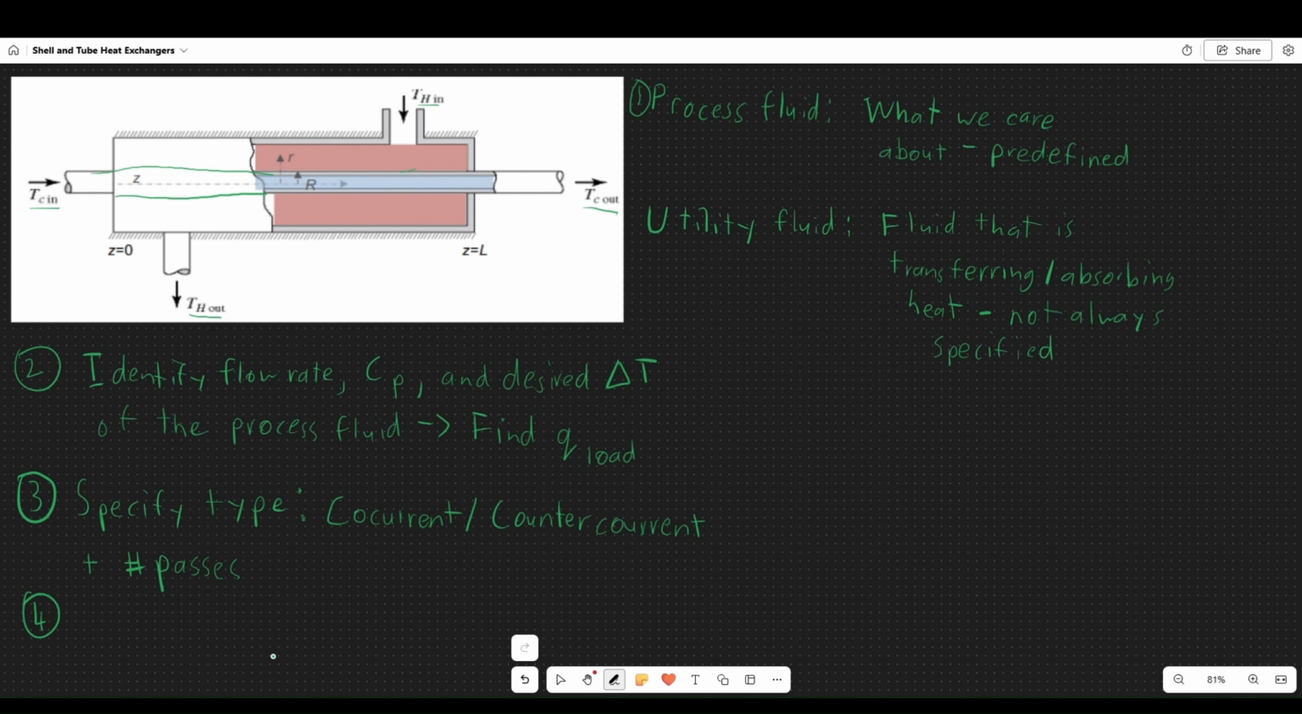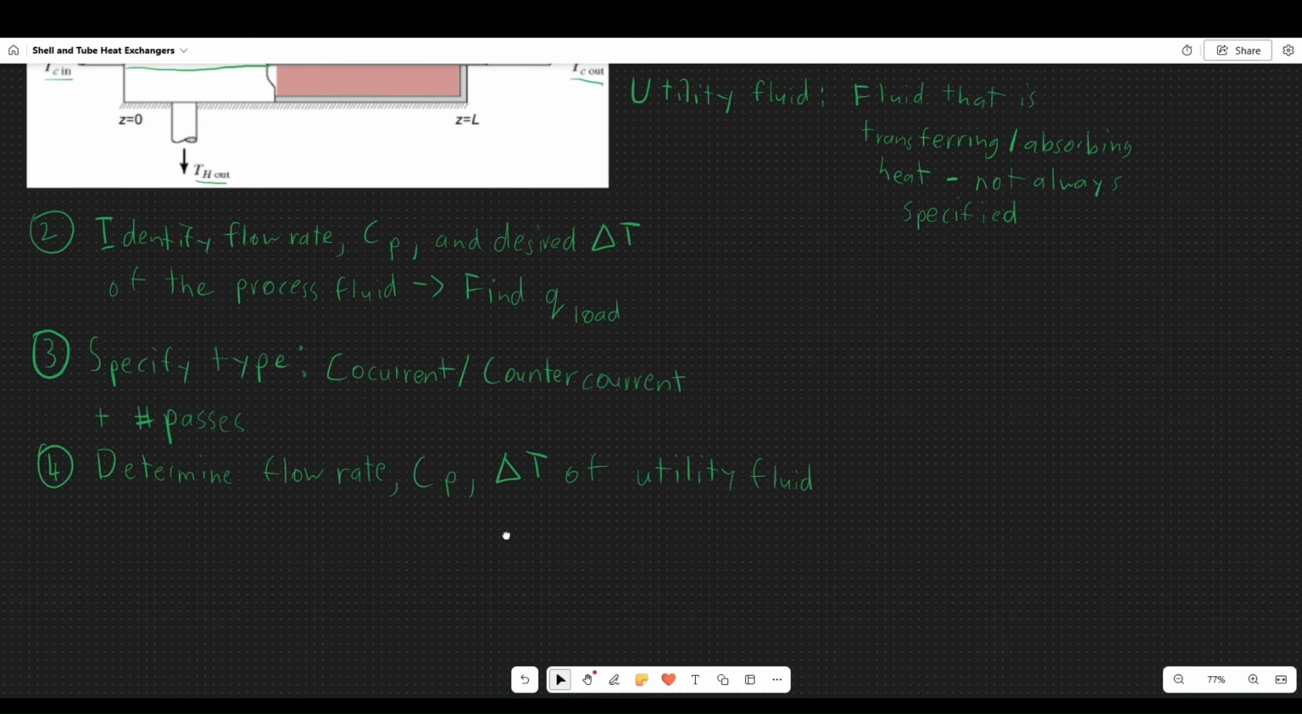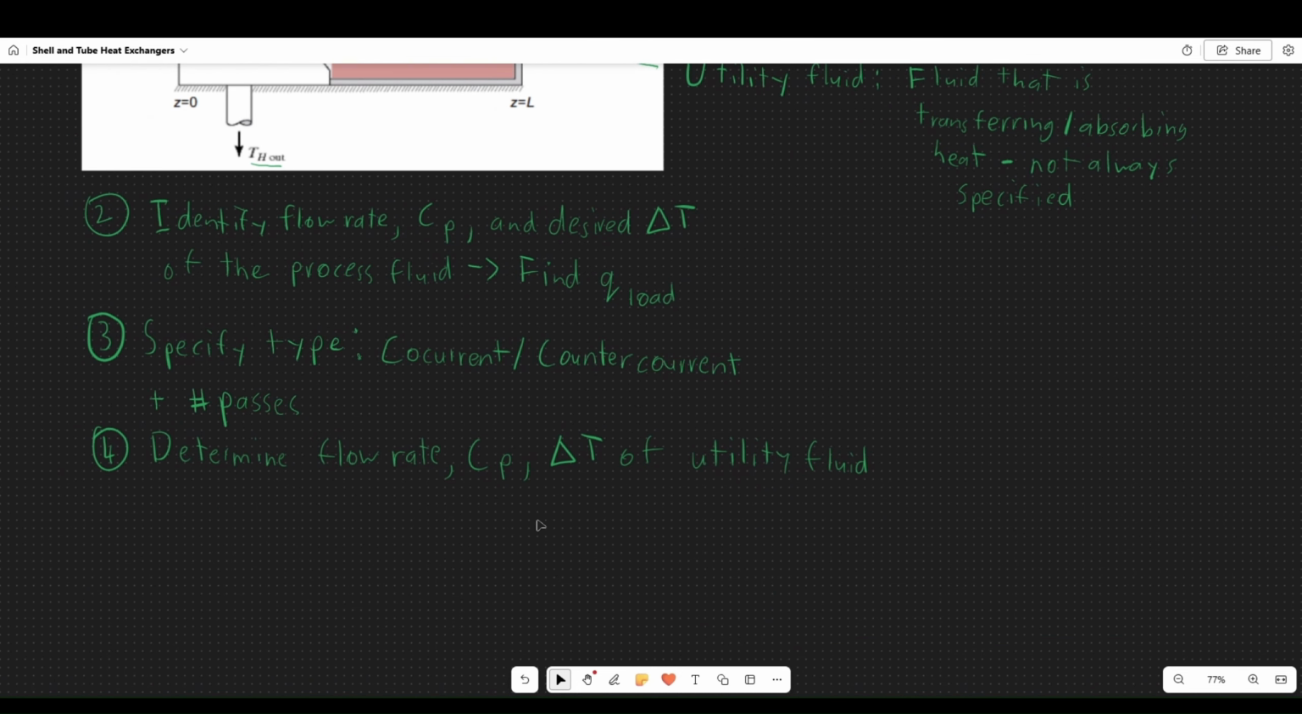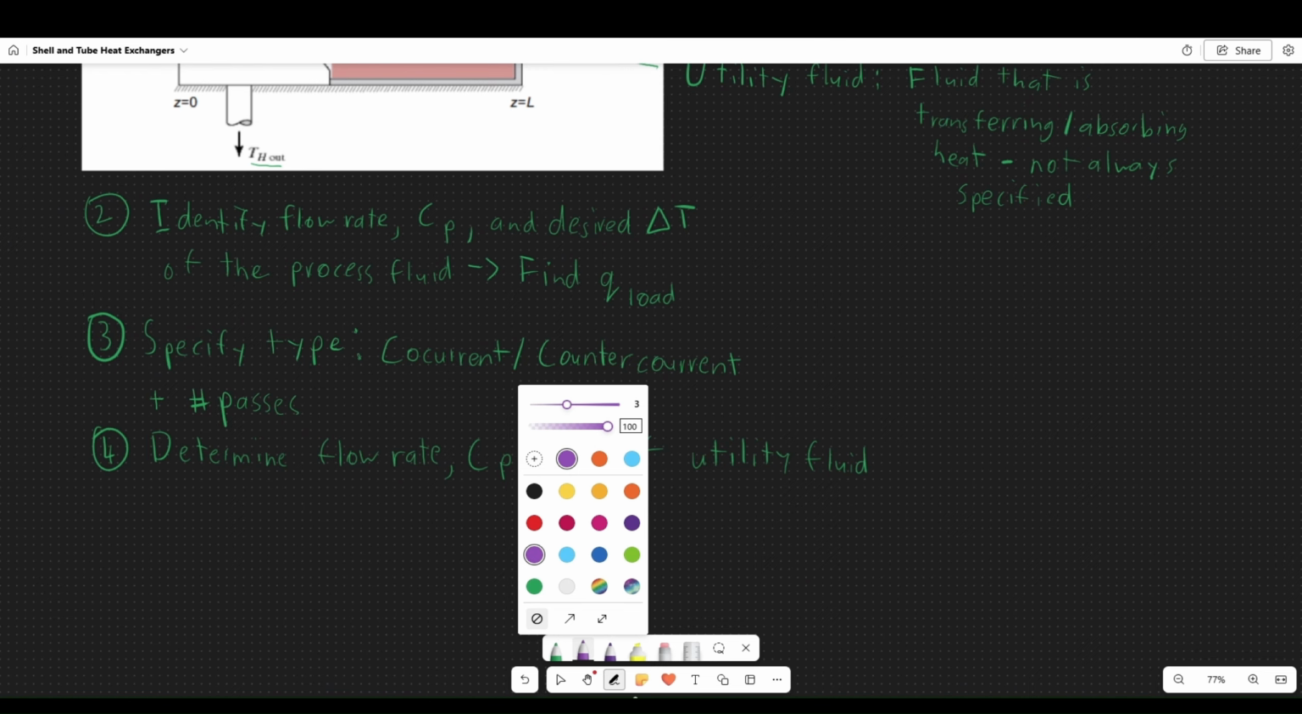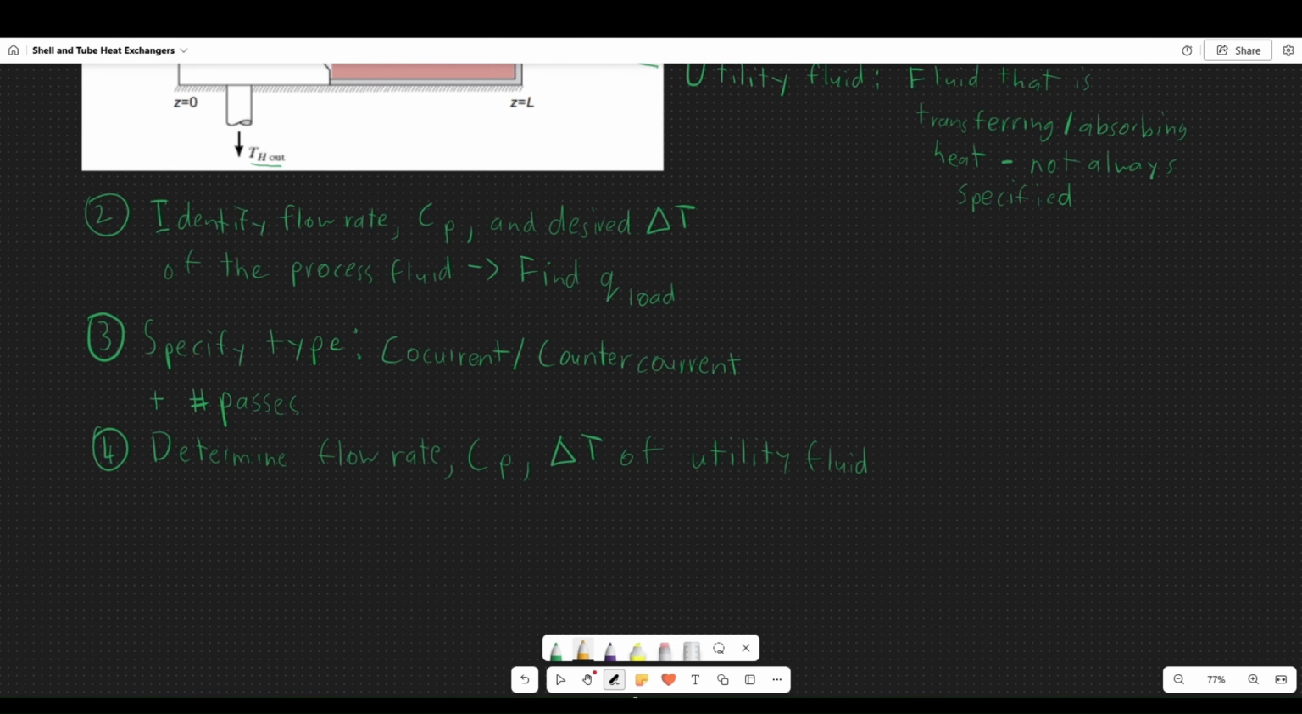All right. Next, the fourth step is to determine. This is where we start doing calculations. We determine the flow rate, the specific heat, right? We might already know that, or the delta T of the utility fluid. So this is where our equation of Q load comes in. Here, let me do this in a different color. Yeah, purple, we'll go with this. So this is where we first calculated Q load, right? We found Q load.